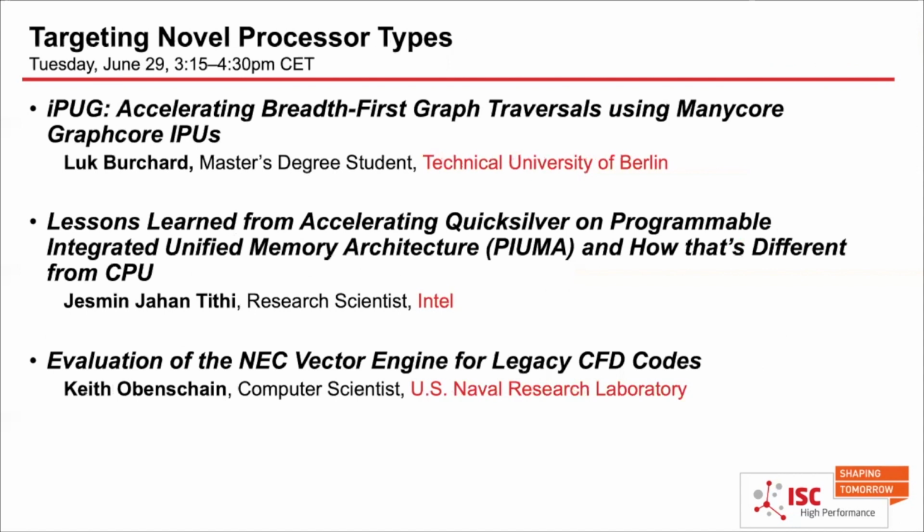Our second session on Tuesday will be about targeting novel processor types. The first one looks at the Graphcore Intelligence Processing Unit. The second on the Intel Programmable Integrated Unified Memory Architecture. And the third on the NEC Vector Engine.